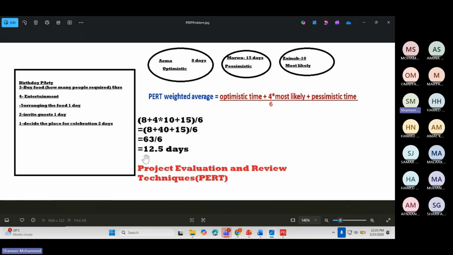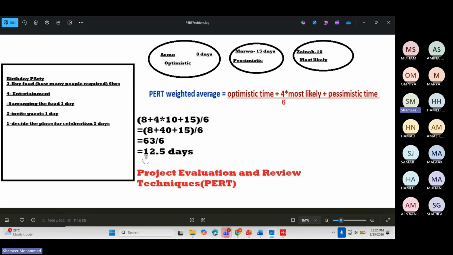Right? So here, let us say these are my project team members, Asma, Marwa, Zainab. Okay. And imagine this is the birthday party. This is a project to arrange the birthday party. And these are the activities. Number one is decide the place, 2 days, invite the guest 1 day, then buy the food 6 hours, entertainment, number four activity, number five activities, arranging the foods.